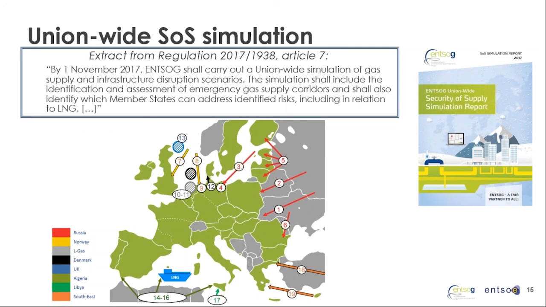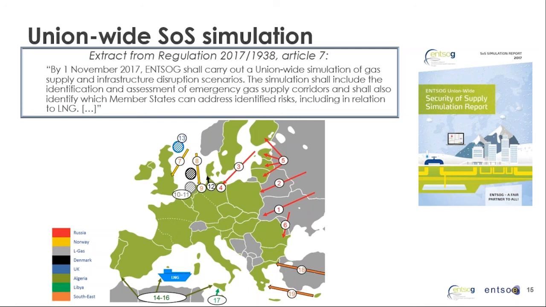This new exercise was defined with the Gas Coordination Group, and ENTSOG published the first ever Union-wide security of supply simulation report on November the 21st this year. In this report, we now consider 17 disruption scenarios that we assess along the main gas supply emergency corridors. If we go quickly to the next slide, please.